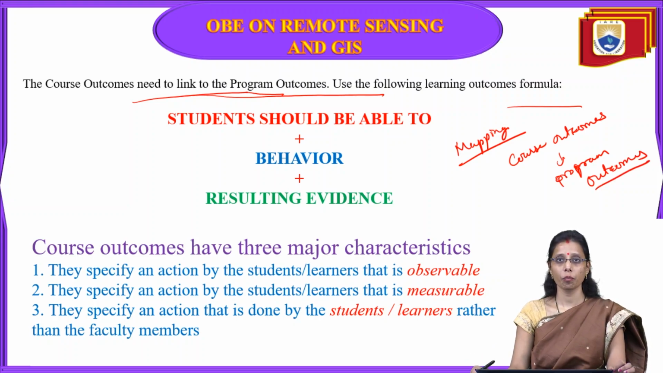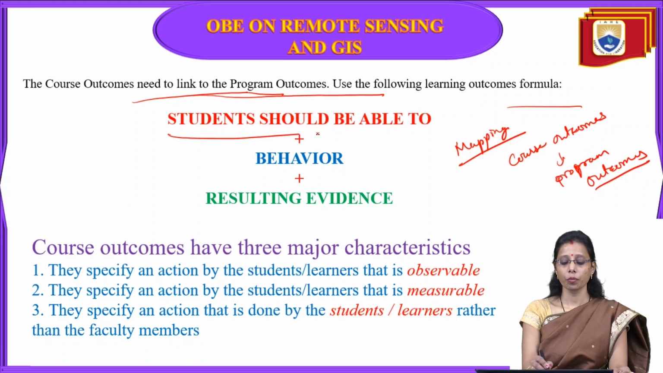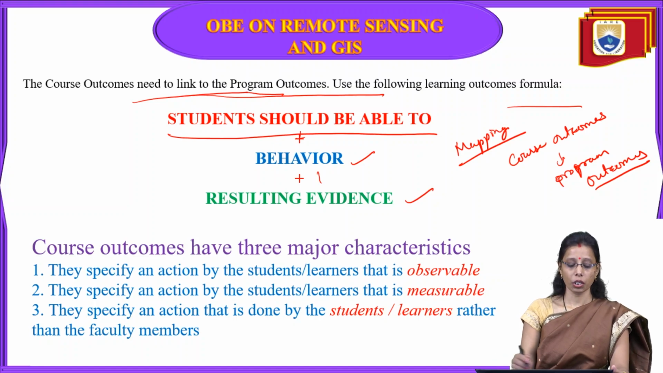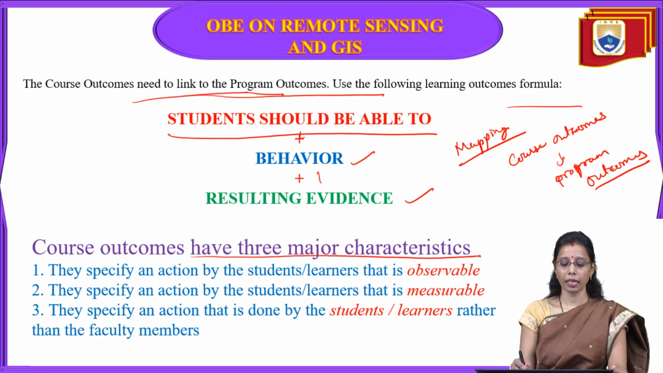The formula is: student should be able to, plus behavior, plus resulting evidence. If we get this combination, then the course outcomes may be linked to the program outcomes. The course outcomes have three major characteristics.